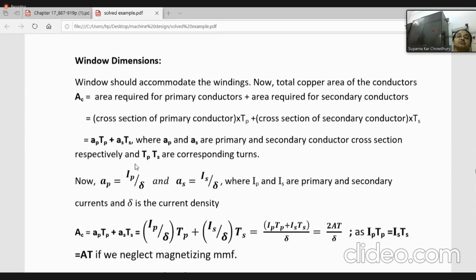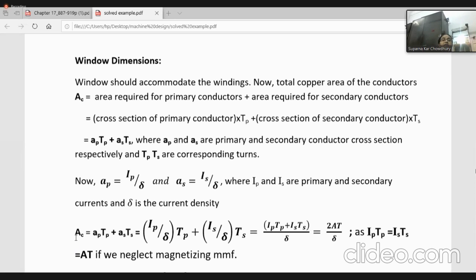Normally for power distribution transformer, copper is used. So it is a static equipment. So for copper, we allow 3 amp per millimeter square. For rotating machine, when you design, you will see that we can go for higher current density. So the primary area will be primary current divided by the current density, which is constant for a particular material. Then the secondary area is secondary current divided by the current density.